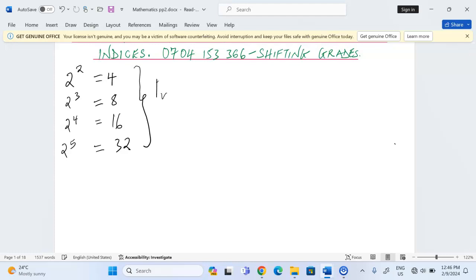These are index notations. So the equations are in index form.